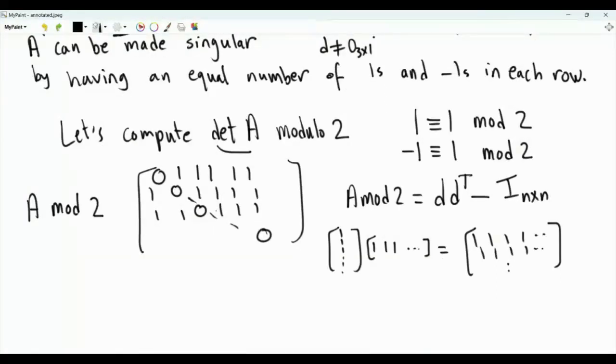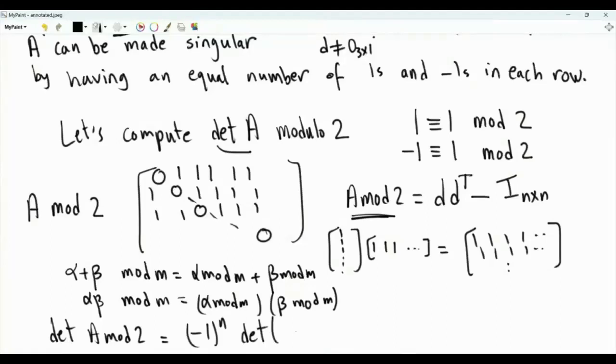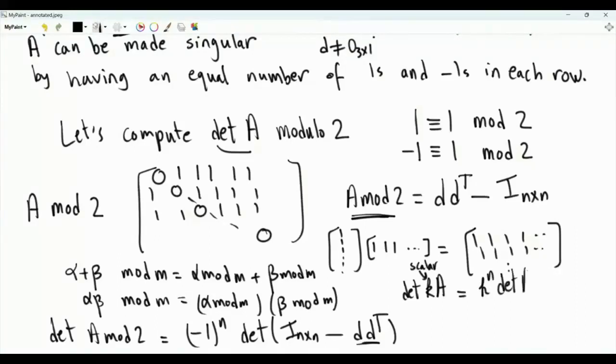Note that from the properties of modular arithmetic, computing the determinant of A mod 2 is equivalent to taking each element of the matrix mod 2 and then computing the determinant. Alpha plus beta mod m is equal to alpha mod m plus beta mod m. Alpha beta mod m is equal to alpha mod m times beta mod m. The determinant of A mod 2 is equal to -1 to the power n, the determinant of the identity minus d d transpose. This is the all 1 n by n matrix. This is an application of the rule that the determinant of a scalar k times matrix A is equal to k to the power n times the determinant of A.